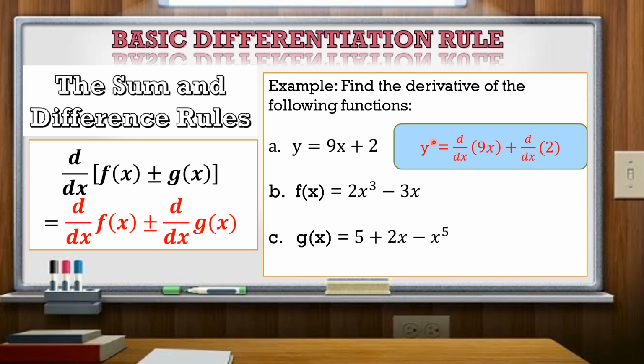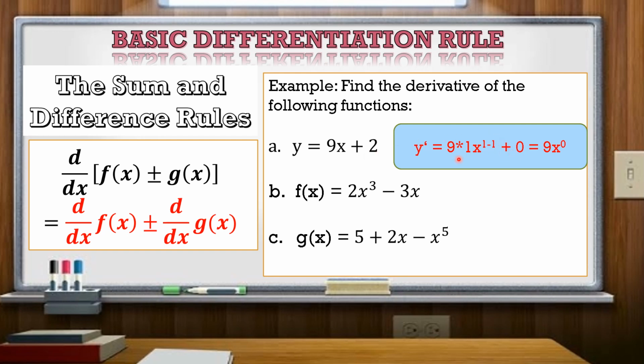Ulitin na natin na yung apostrophe dito, that is the prime. Yung d over dx, that is derivative. Okay? Yung tawag natin dito is derivative of y. Ito naman derivative of 9x. Ito naman derivative of 2. Okay? That is sum rule. Then we will apply the previous rules natin. Exponent ng x is 1. So, ibababa natin. 9 times 1 is 9. Since binaba natin, magma-minus 1 tayo dito. So, 1 minus 1, that is 0. And x raised to 0 is 1. So, magiging 9 na lang siya later dito. Okay? Then, yung 2 natin, derivative, since constant siya, the answer is 0.